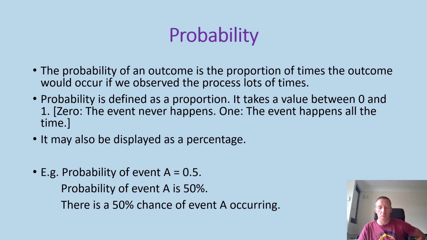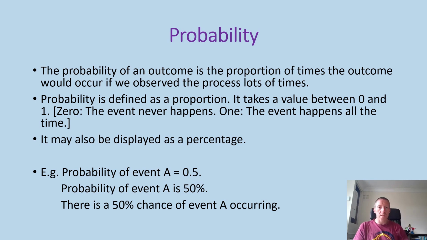It takes values between 0 and 1. So 0 would mean the event never happens, 1 would mean the event always happens, and for values in between, the closer to 1 a probability is, the more likely it is to occur. The closer to 0, the less frequently it occurs. But it's often the case that probabilities are displayed as percentages.